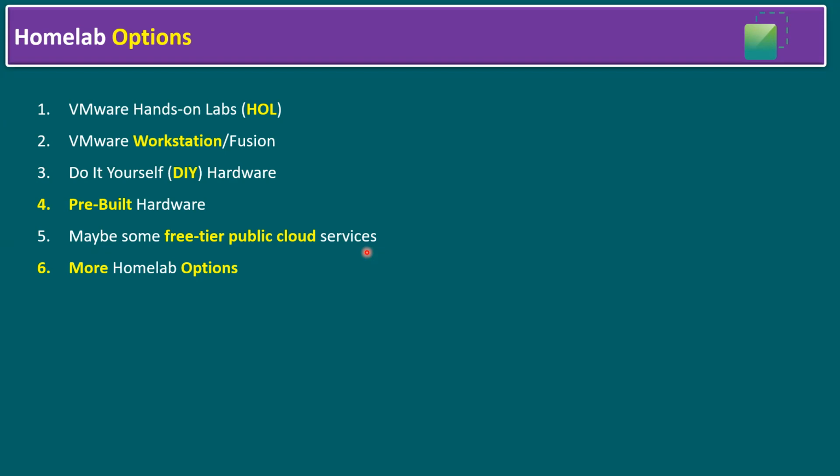But for a home lab scenario, definitely we need equipment. Either you can use this kind of software, or you can use an assembled PC or pre-built hardware kits. And in addition, there are some more home lab options also, I will show you in the following slides. So let's start with the first point now, VMware Hands-on Labs.